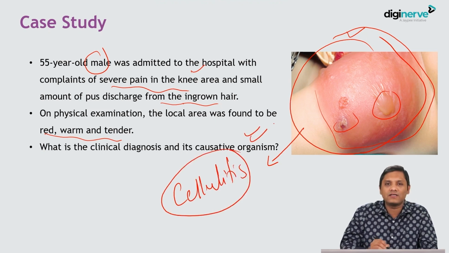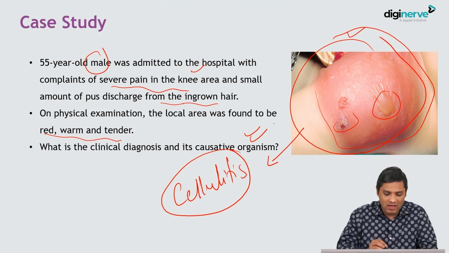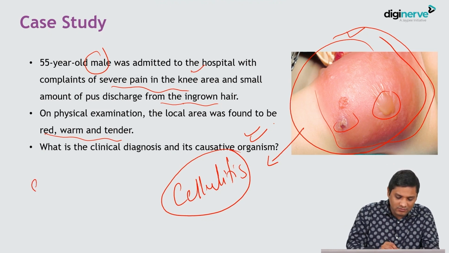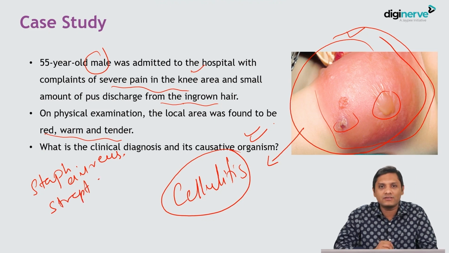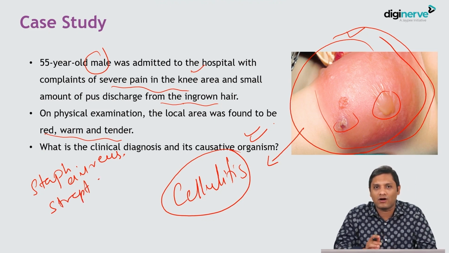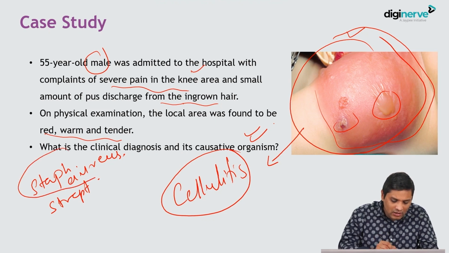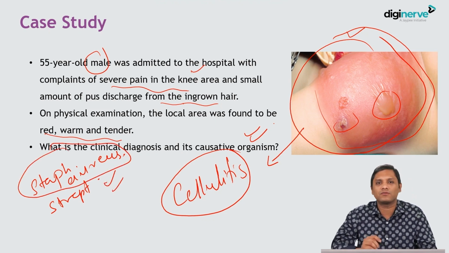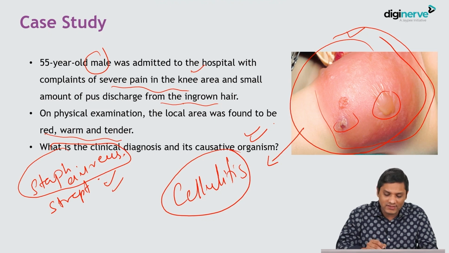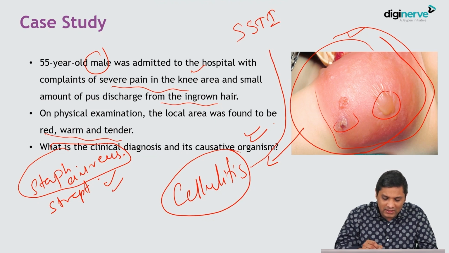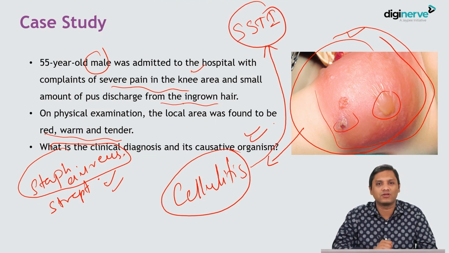and the causative agents of cellulitis are various. The most common agents are Staphylococcus aureus, Streptococcus pyogenes, and other pyogenic organisms, among which Staphylococcus aureus is one of the most common agents of skin and soft tissue infection. Cellulitis is a type of skin and soft tissue infection.